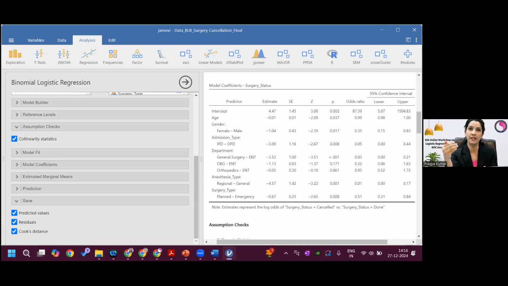In case of a categorical variable, we take the reference, and again, either you can express it in odds or you can express it in percentage, taking the reference category. And in the interpretation, you have to write the assumptions also. For that, I will show you.